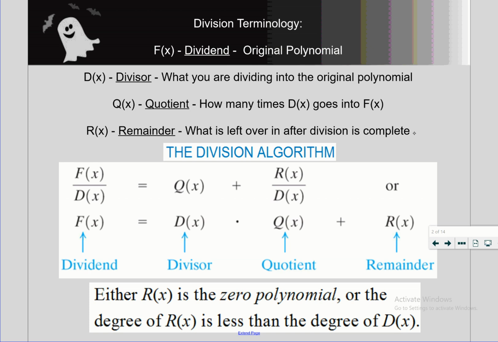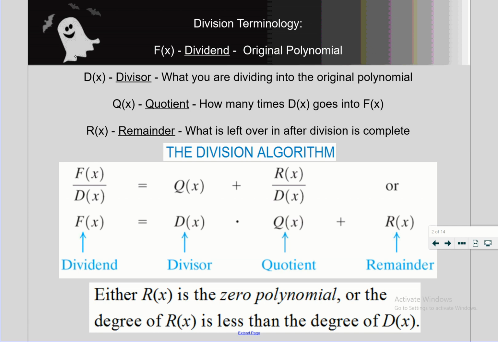Okay, so there are 4 terms at the top you need to write down: dividend, divisor, quotient, and remainder. And for us, eventually each of these is going to be a polynomial, so they each have their own polynomial notation, the name of the function. So f of x we call the dividend, and it is just the original polynomial. It's our problem that we're dividing something into.